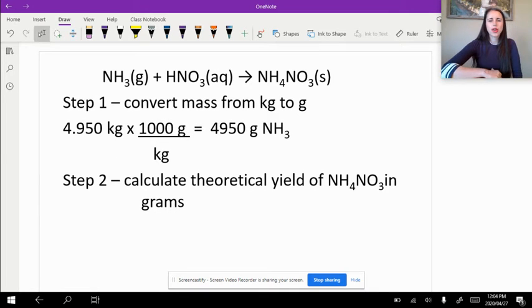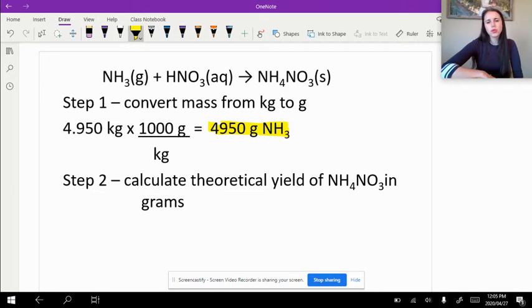Before we list our given values, we do want to convert from kilograms to grams. A kilo means 1,000. So to convert from kilograms to grams, we're just going to multiply by 1,000, and that's going to give us 4,950 grams of NH3, ammonia. So we now have our step one, we've converted.